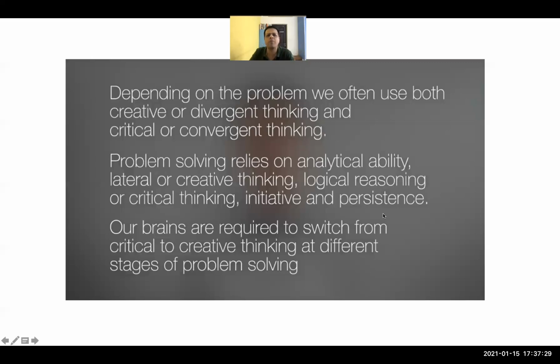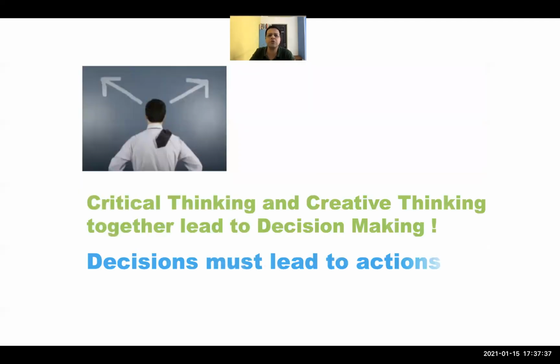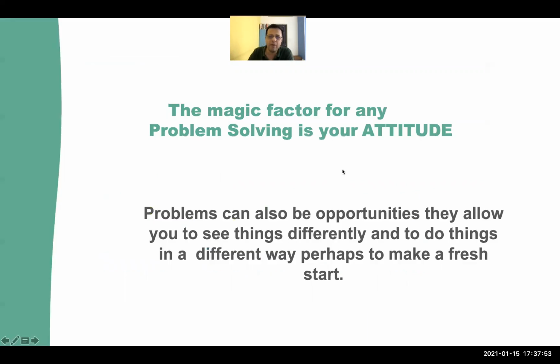So, depending on the problem, we often use both creative and divergent thinking, which can be very useful. A combination of this leads to decision making, and decisions must lead to actions. So, sometime during next week, after you come back from your Monday assessment and evaluation, we will talk about a new topic altogether, and I'll try to cover decision making as a topic that will help you implement it. Of course, the magic factor for any problem solving is attitude. Problems can also be opportunities. They allow you to see things differently and do things in a different way, perhaps to make a fresh start.